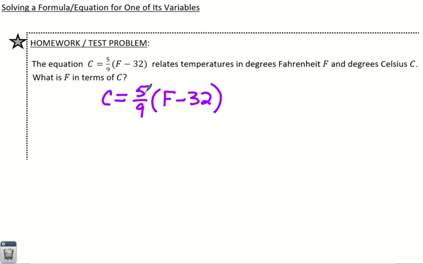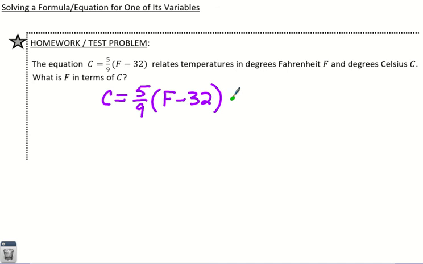What I'm going to do is, see how it's 5/9 times the bubble? We're essentially going to divide both sides by 5/9. Let me say that again. We're going to divide both sides by 5/9 in order to cancel this out and get it out of the right side. But remember, how do we divide by a fraction? How do you divide by 5/9?